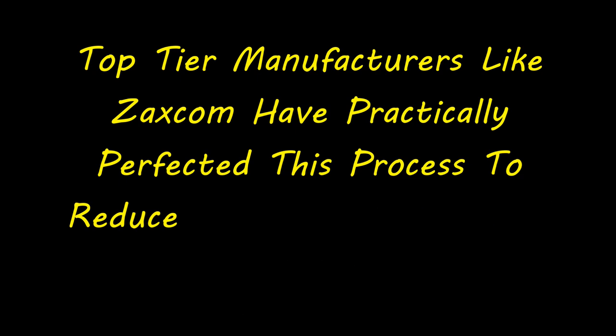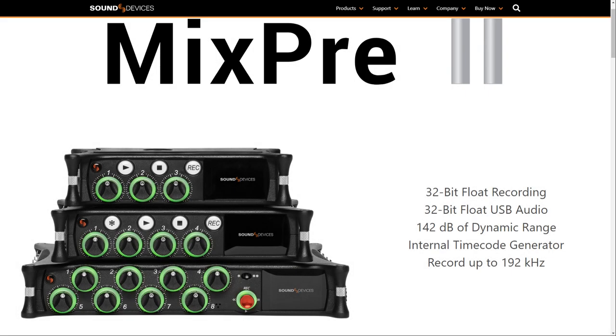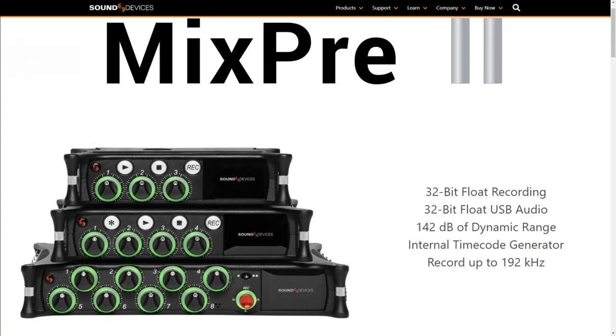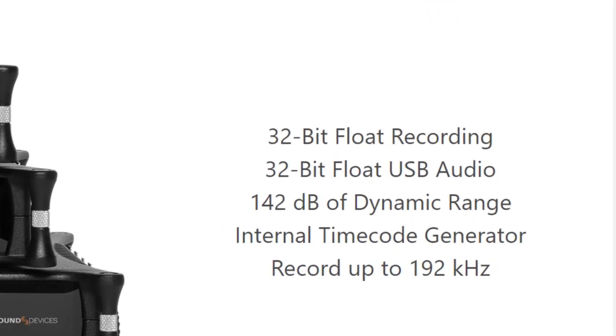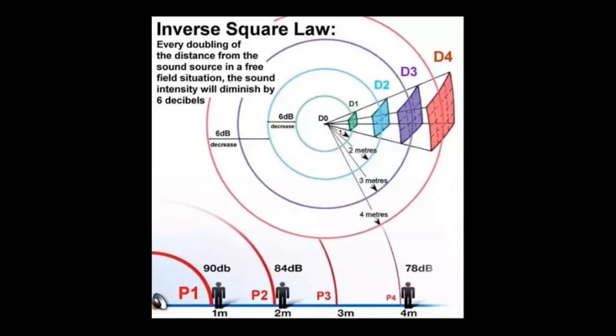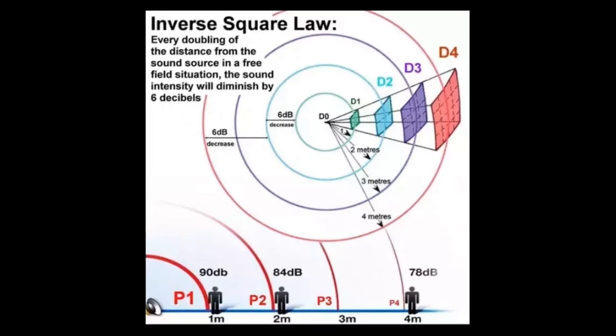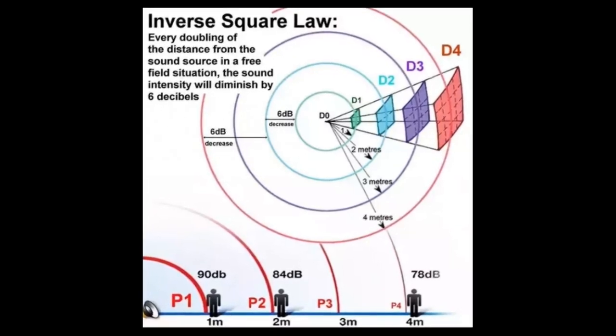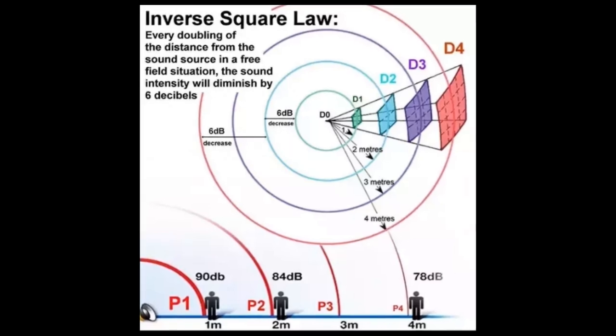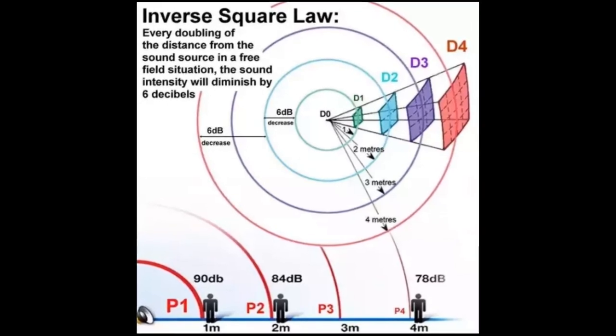while reducing excess noise. The Sound Devices MixPre-2 series, for example, extends dynamic range all the way up to 142 decibels. That extra 12 dB over a regular 130 decibel dynamic range from a single ADC gives it the ability to record sounds four times higher because every 6 dB represents a doubling of SPL.